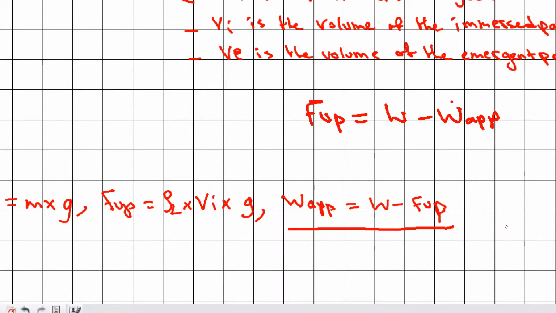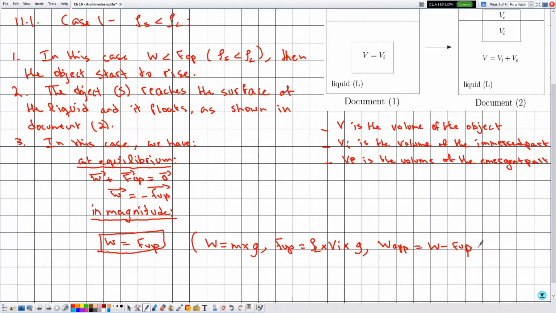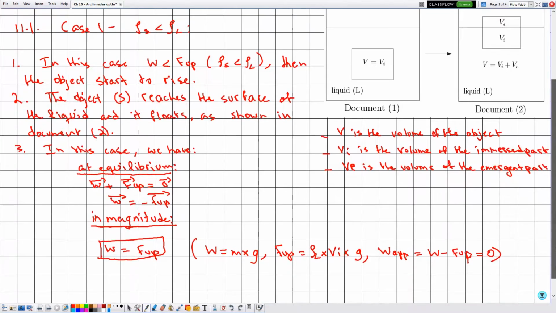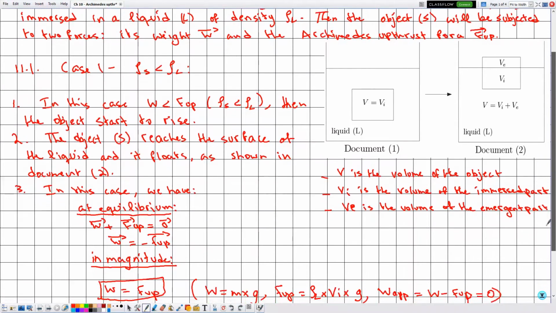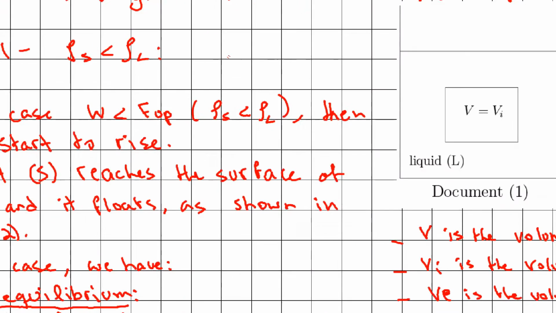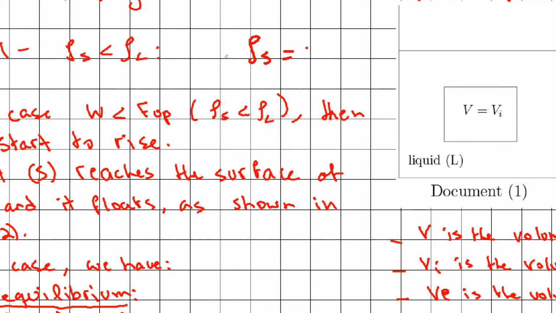So dragging the apparent weight to the left hand side and moving F upthrust to the right hand side, W apparent will be given by the real weight minus F upthrust, and the value of the apparent weight in this case is 0. So now what we have done here is discussing the case in which the density of the solid is less than the density of the liquid. So it's left to discuss when the density of the solid is equal to the density of the liquid, and the case where the density of the solid is greater than the density of the liquid.